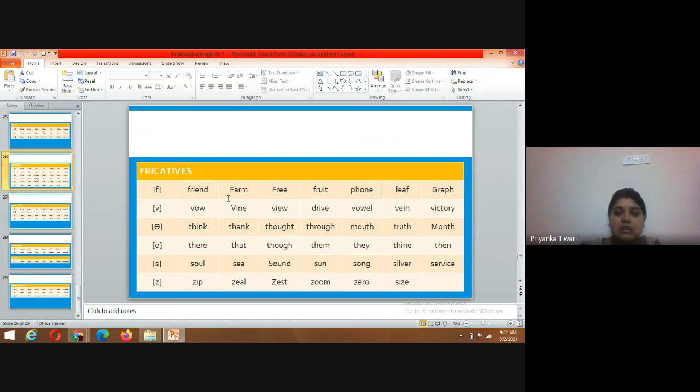S: soul, sea, sound, sun, song, silver, survey. Now Z: zip, zeal, zest, zoom, zero, size. These are very important fricatives we have covered here.